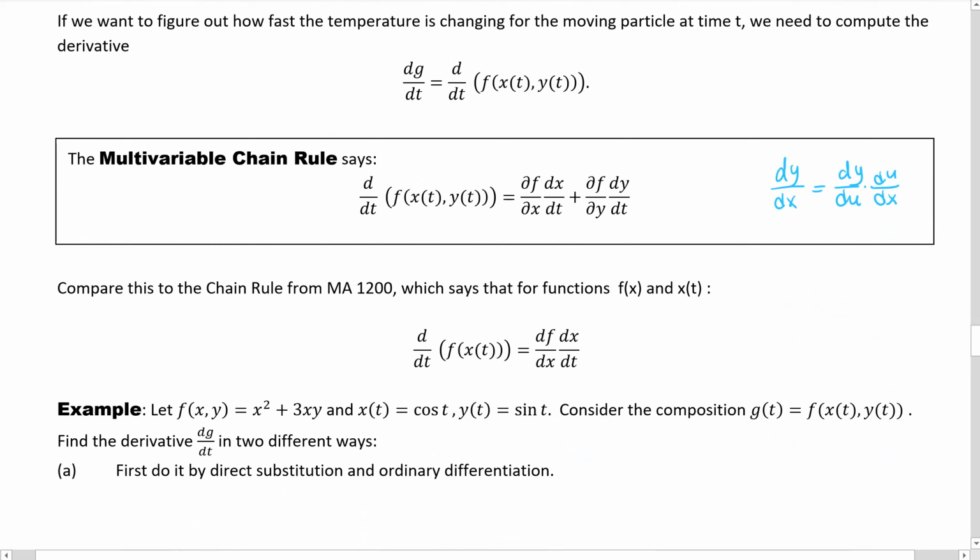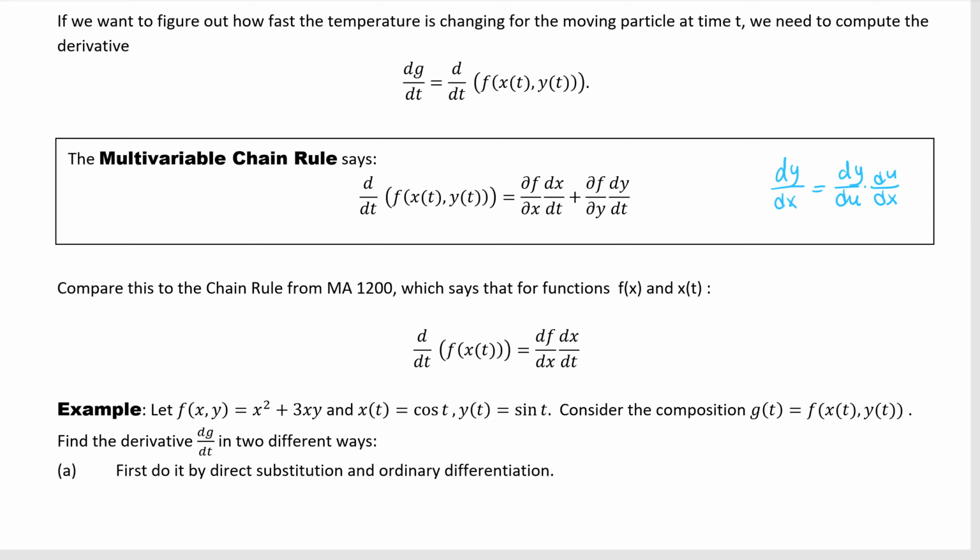Compare this to the chain rule from Cal 1, which says that for the function f of x and x of t, then yes, this is the chain rule if f is a function of x, okay? Only one variable calculus, okay?